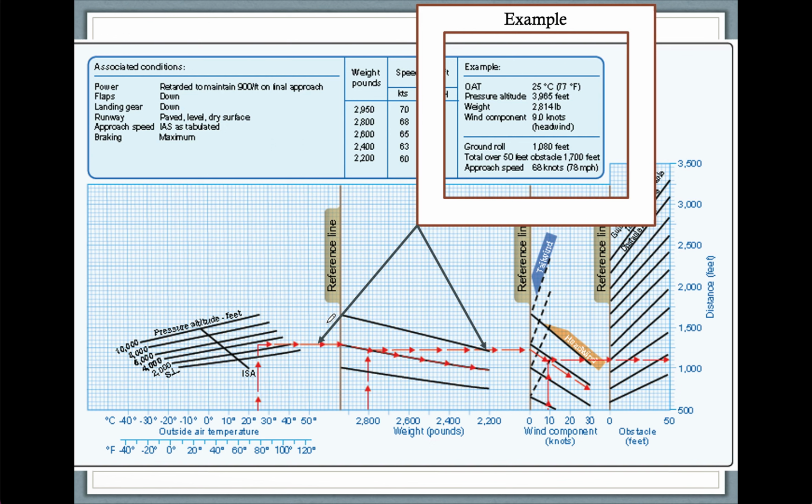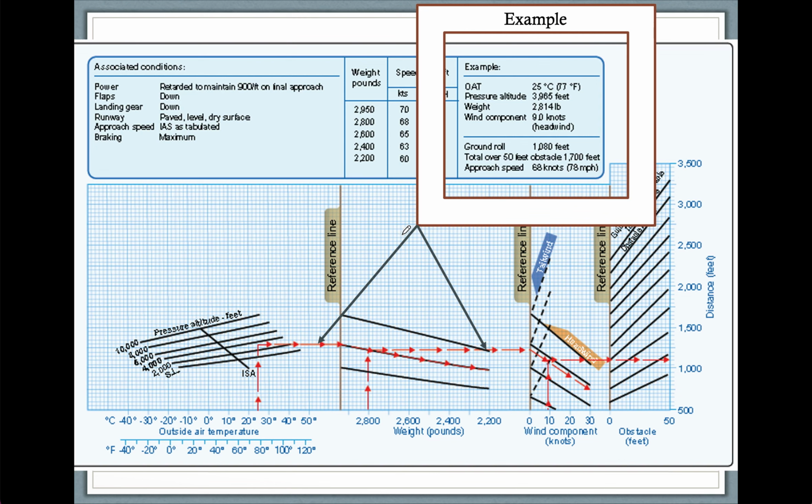So you can see at 25 degrees Celsius, they came up and they intersected a line that corresponded with 3,965 feet pressure altitude, and then they move on to the next chart. And then they follow the guideline down to where it intersects their weight of 2,814 pounds. And then they're done with that section and they move on to the next one. And then they follow the reference lines down to intersect the 9 knots. And then they're done with that section. They move on to the next one.